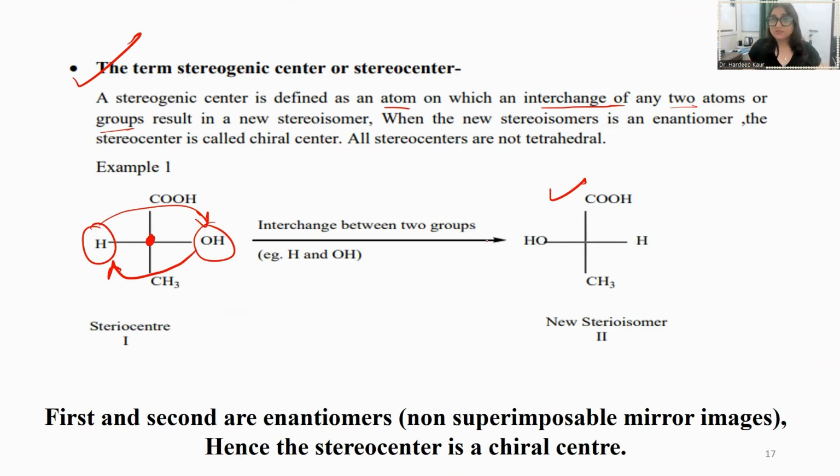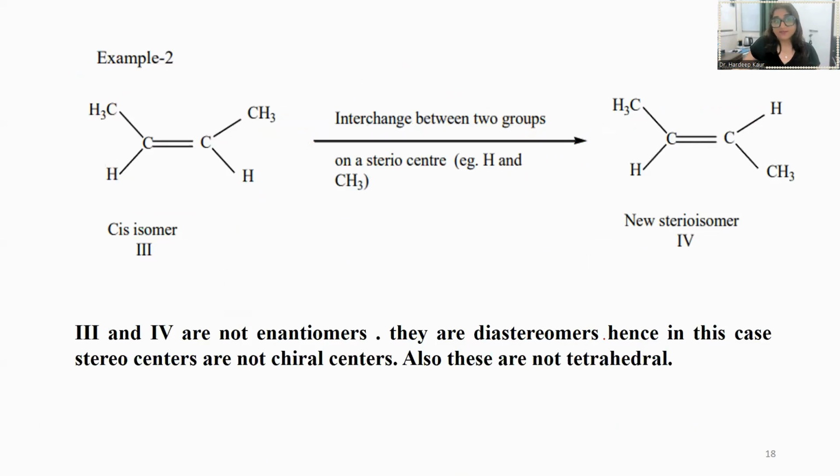Stereoisomers have the same molecular formula but different structure. So you can check whether the new stereoisomer is an enantiomer. Can you put this over this? Will they superimpose? No. If they will not superimpose, then we call them enantiomers. So the stereo center is now called a chiral center because it is attached to four different groups. We say the first and the second have non-superimposable mirror images.